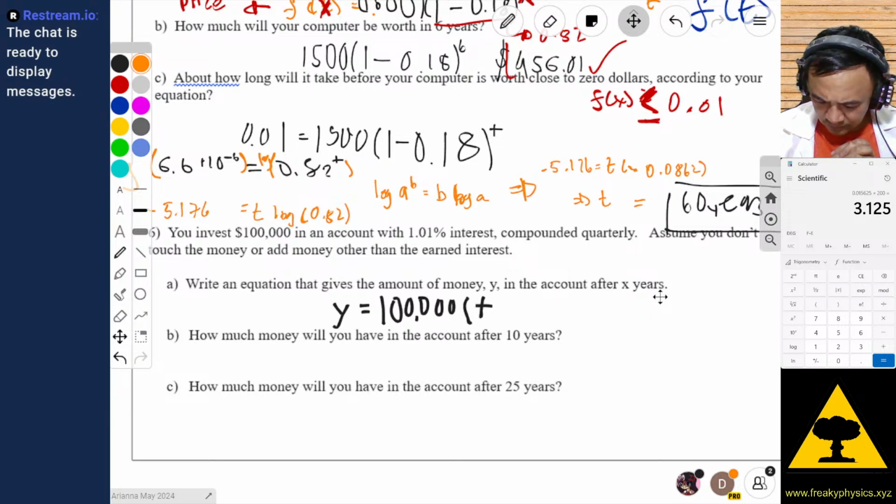One plus, correct, plus interest. So yes, plus 0.0, wait, 101. Correct.